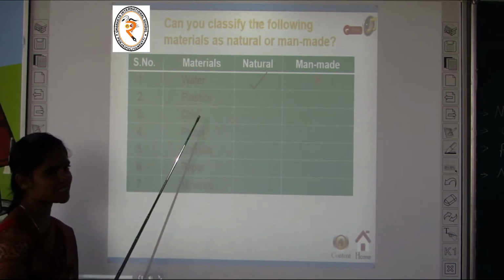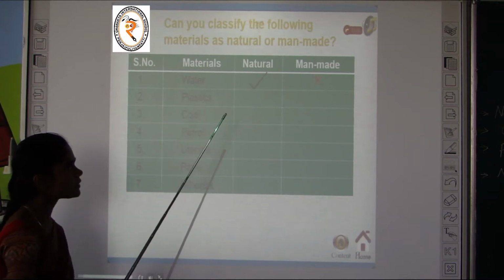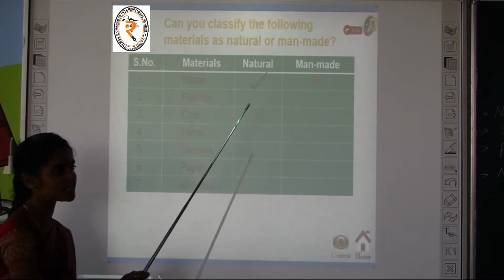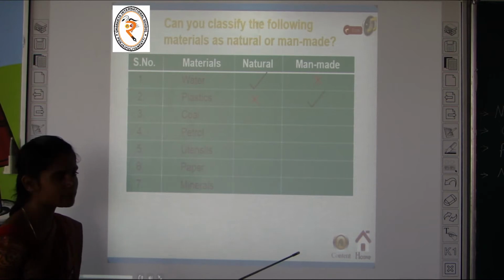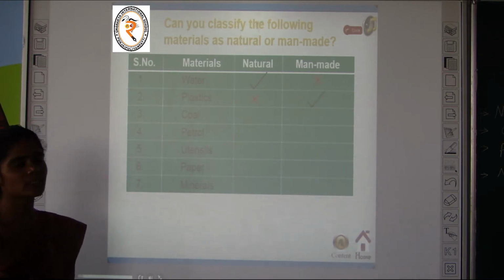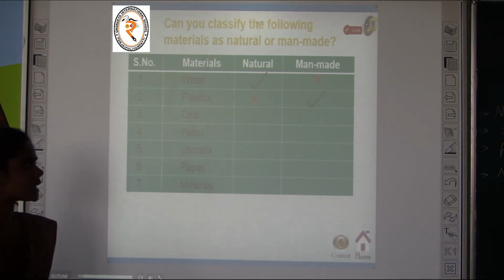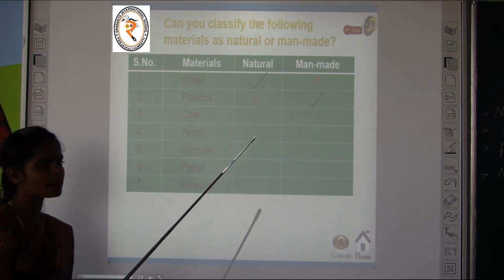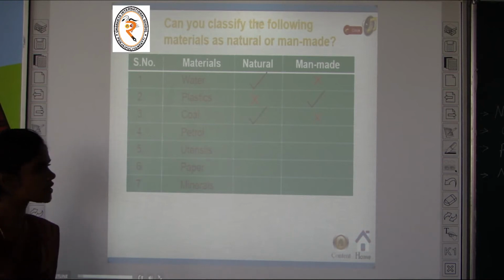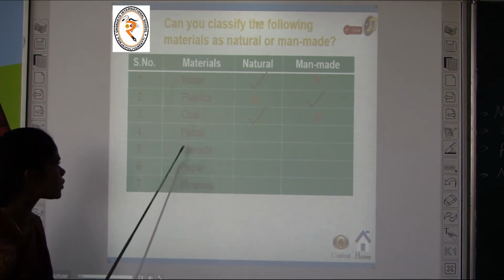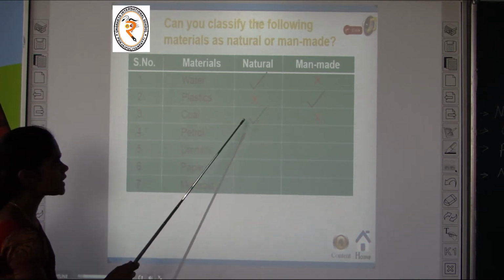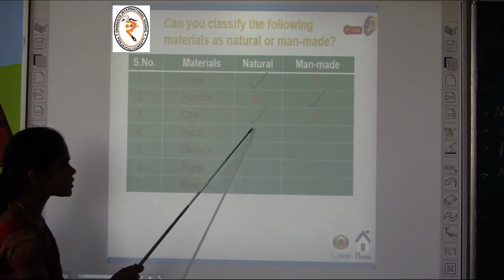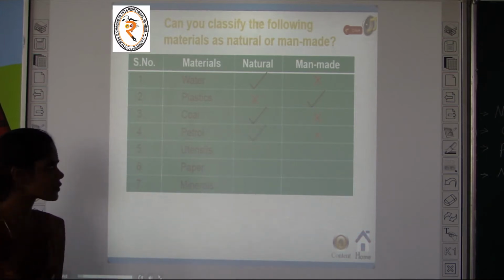Second one, plastics. Is it a natural or man-made material? It is a man-made material. Why? Because human beings produce plastic. And the third one, coal. Is it natural or man-made? It is a natural material. And the fourth one, petrol. Is it natural or man-made? It is also a natural resource.